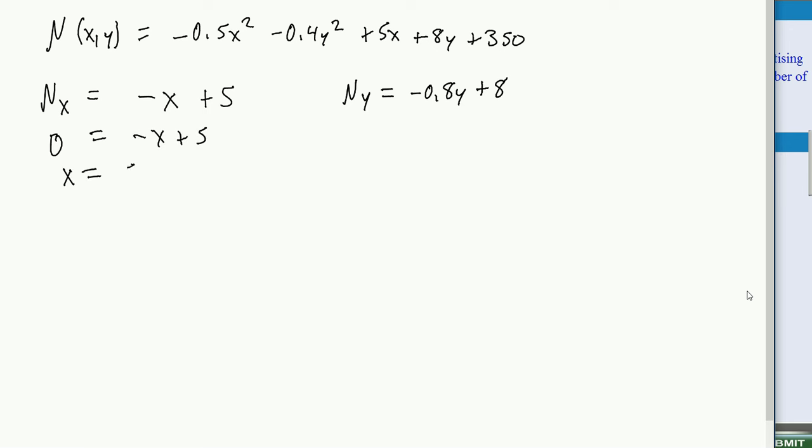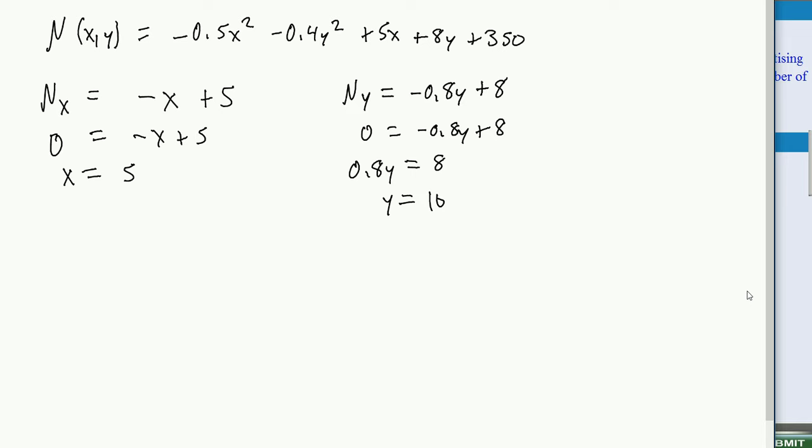So x is going to be 5. Over here, move the negative 0.8y over to the left, so you have to add it to change the sign. 0.8y equals 8. And then 8 divided by 0.8 would be 10. Okay? So these are our x and y values.